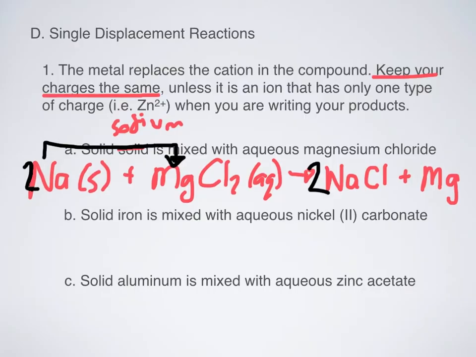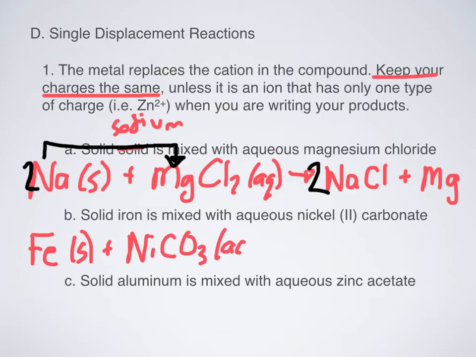Let's try another example. Solid iron is mixed with aqueous nickel 2 carbonate. All right, so again, I have a metal by itself. I've got iron. It's a solid, and I'm mixing it with aqueous nickel 2 carbonate. So I need to remember nickel 2 carbonate looks like this. It is aqueous. And so what am I going to be making? Well, I'm going to replace iron with nickel.